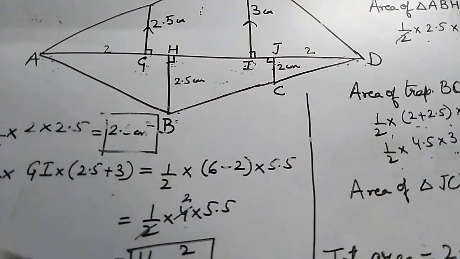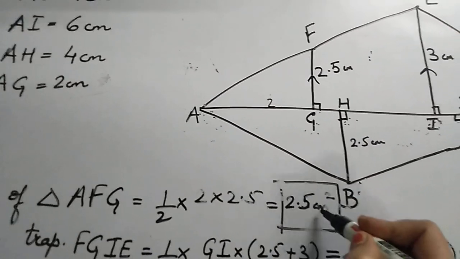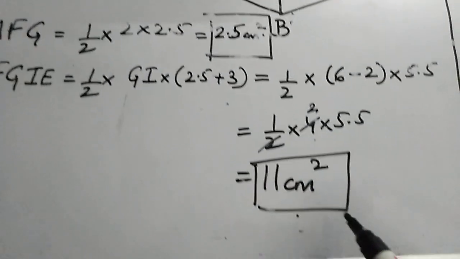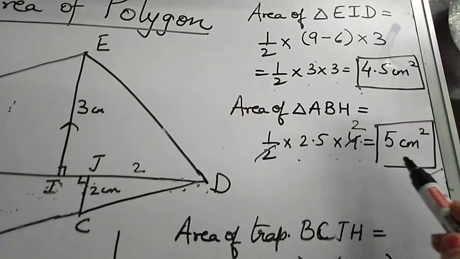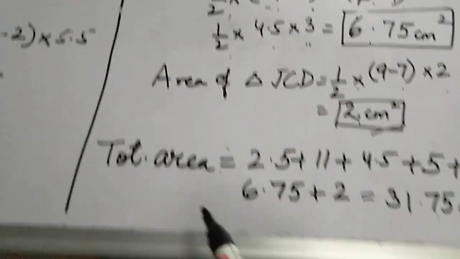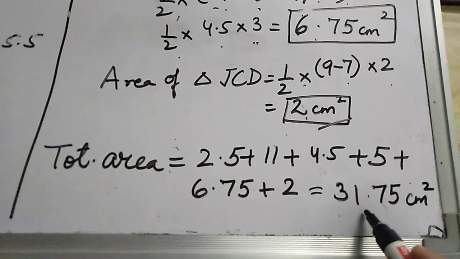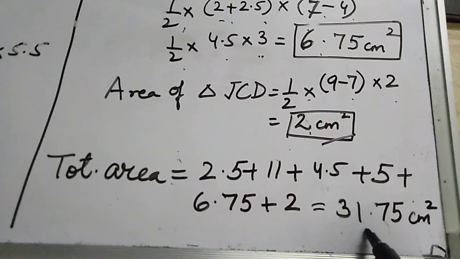Now if I have to calculate the total area of the figure, first was 2.5 centimeters square, then we had 11 centimeters square, then we had 4.5, then 5, then 6.75 and 2. So total area, when you add this, comes out to be 31.75 centimeters square.